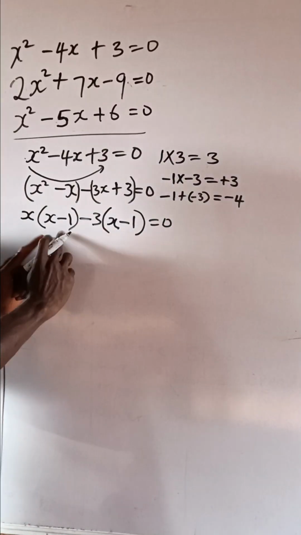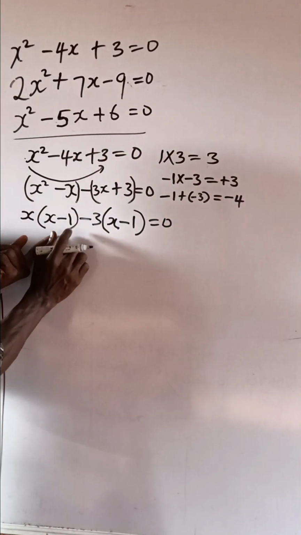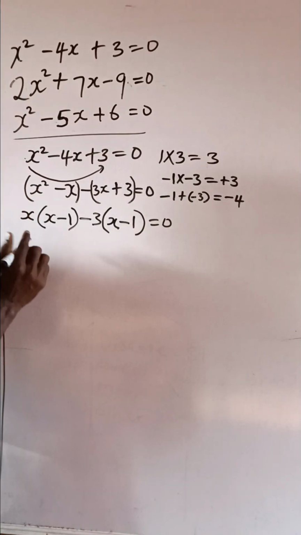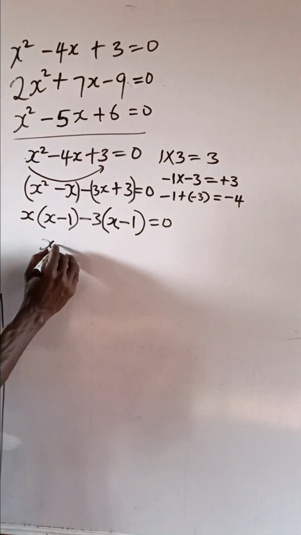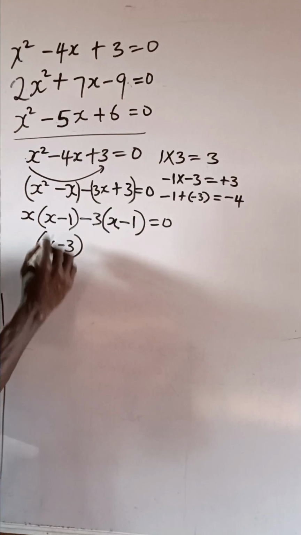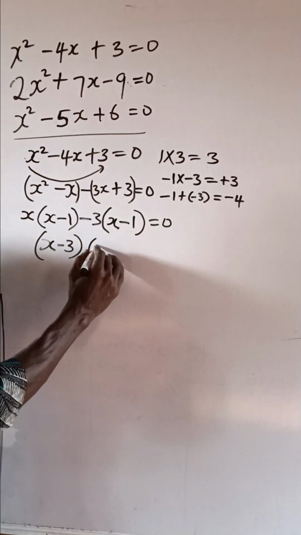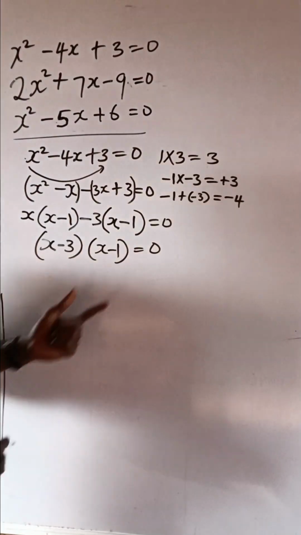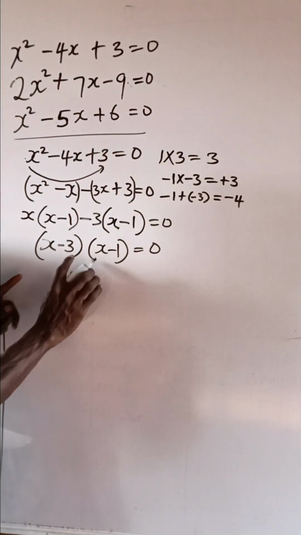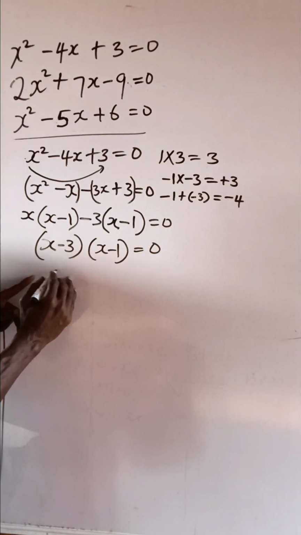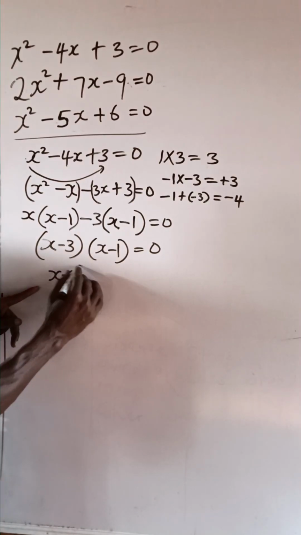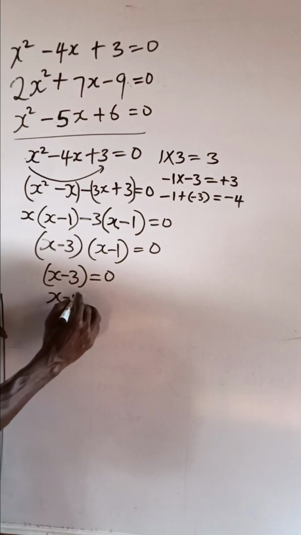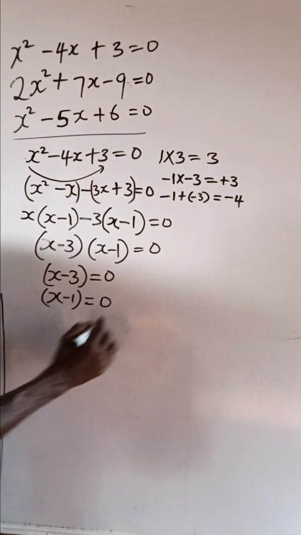Look at the brackets, you see that they are equal. So what do you do? You pick only one of the brackets and cover this and close this one too. So we have x minus 3, close bracket, and this one is x minus 1. Just pick one and equate it. So the next thing we do here is to equate each bracket. So we have x minus 3, close bracket, equals 0, and x minus 1, close bracket, equals 0.